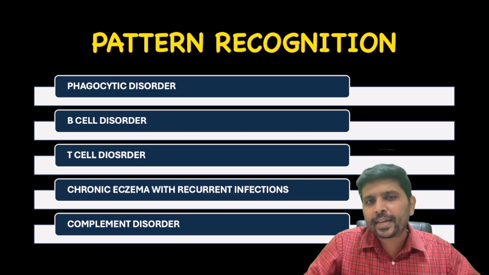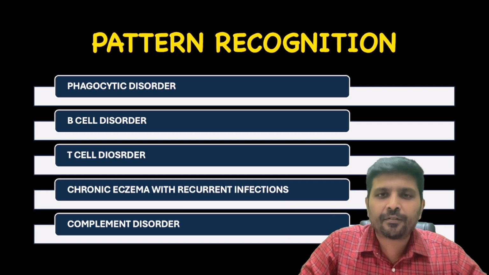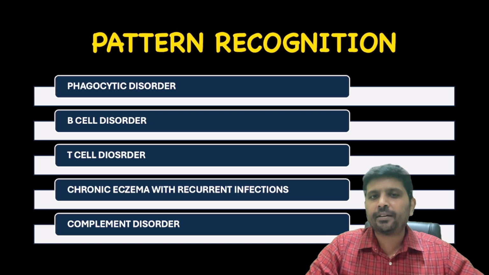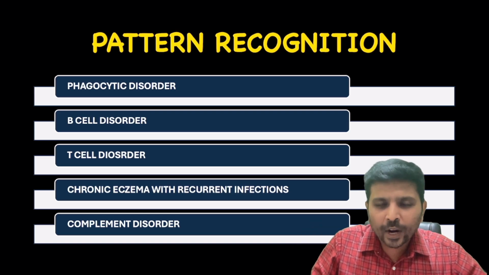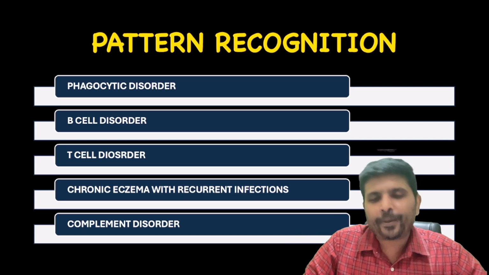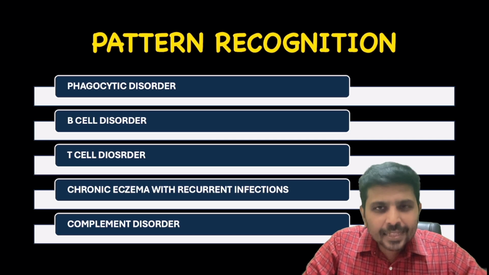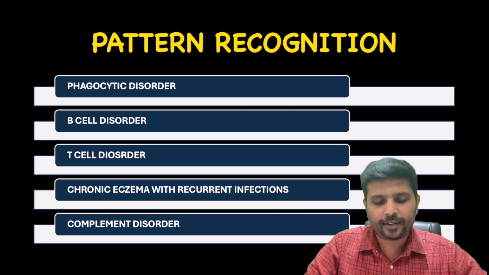What is that? Chronic eczema with recurrent infection, based on the frequency number of cases that we are seeing in our cohort. Right. So the following single slide is going to help you to screen primary immunodeficiency within 5 minutes. So get ready for the next slide.